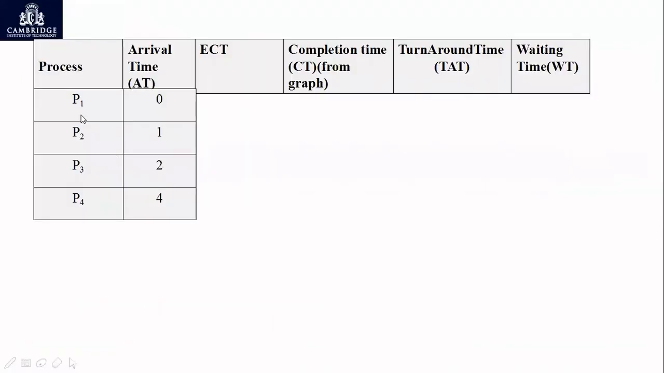So first let us tabulate the values. You have 4 processes and the arrival time of each one is different, 0, 1, 2.